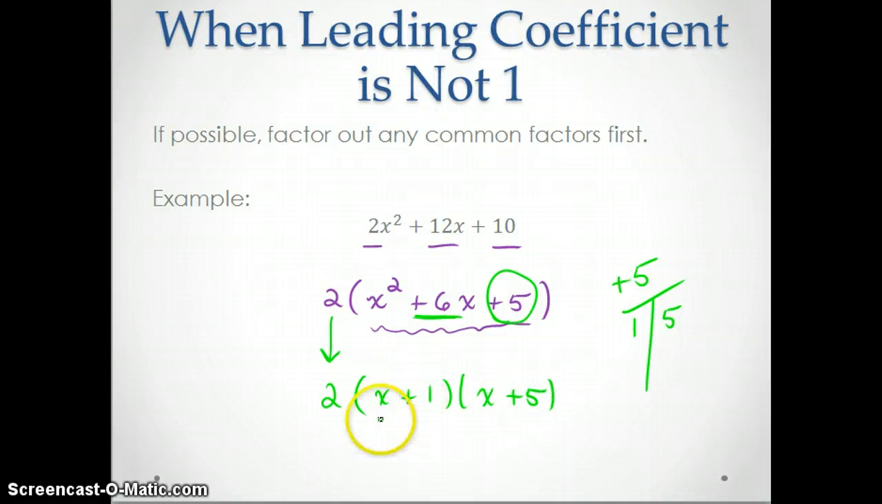Okay? And if these terms cannot be factored any further, which they can't, then we've factored our polynomial completely, and we're done. Okay? You can check this by multiplying all these numbers out like we did in the first video and seeing if, in fact, we get what we started with, and you should.